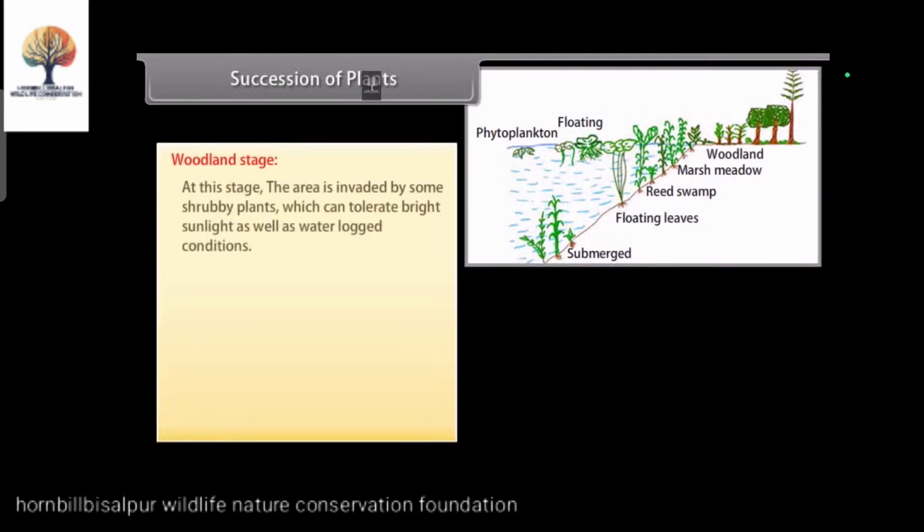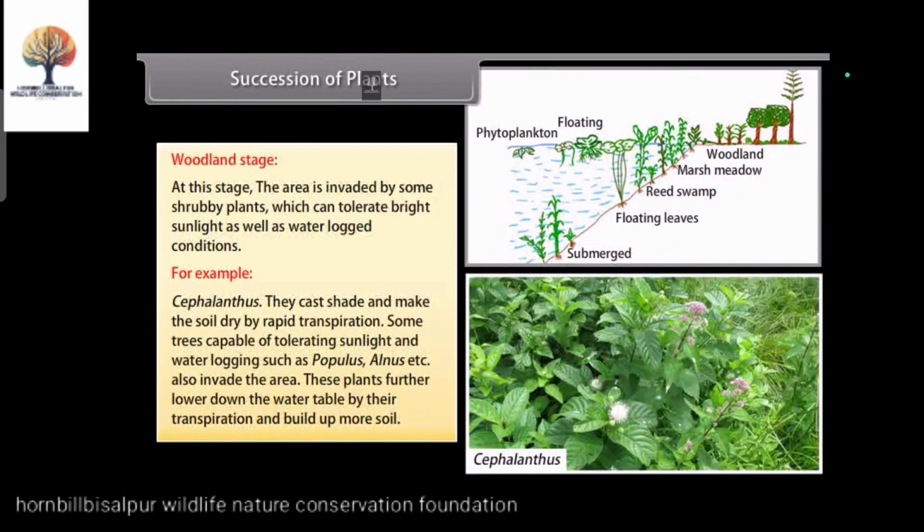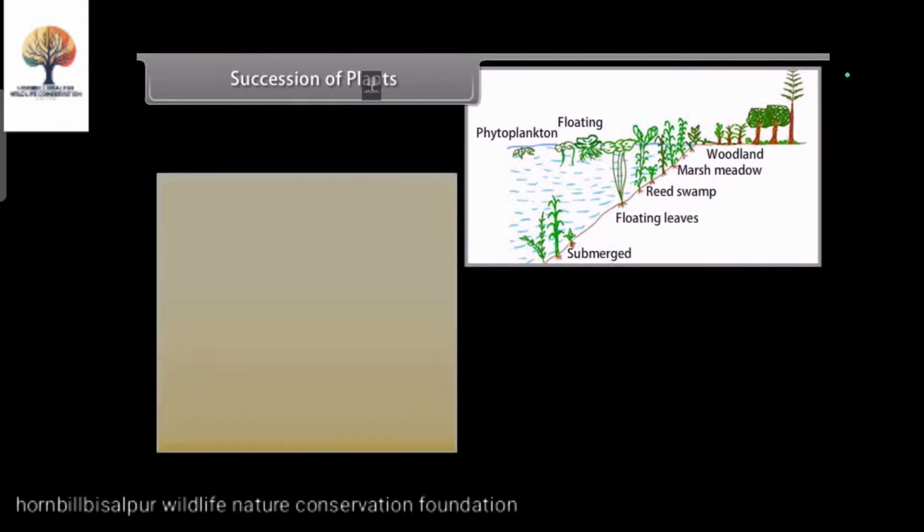Woodland stage: at this stage, the area is invaded by some shrubby plants, which can tolerate bright sunlight as well as water-logged conditions, for example, Cephalanthus. They cast shade and make the soil dry by rapid transpiration. Some trees capable of tolerating sunlight and water logging, such as Populus, Alnus, etc., also invade the area. These plants further lower down the water table by their transpiration and build up more soil.